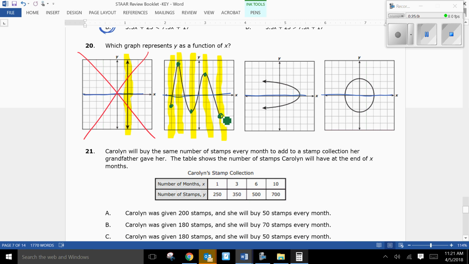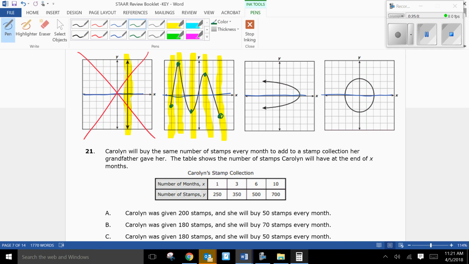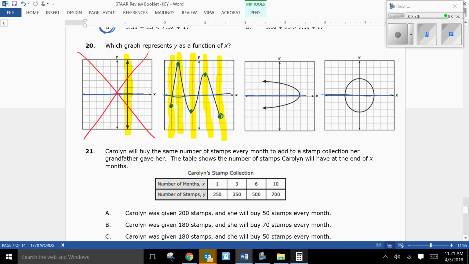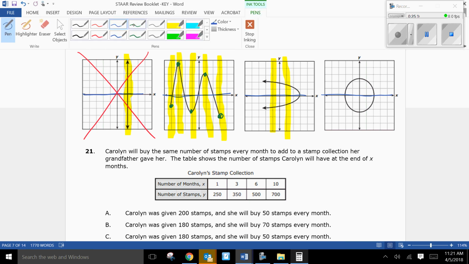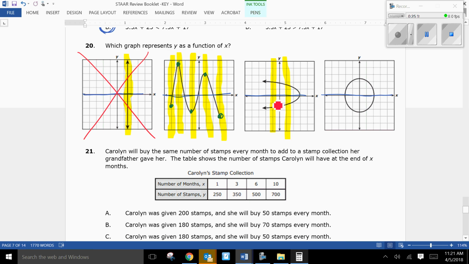Okay, so let's look at the next one. So I think this one's a function, but let's look at the other ones and make sure that we're not missing anything. So if I look at the next one, you can see no matter where I draw a vertical line, my x values have more than one y value. So this x value right here has a y value here and a y value here. And this x value has a y value here and a y value here. So it has two y values for an x value. So this is not a function.